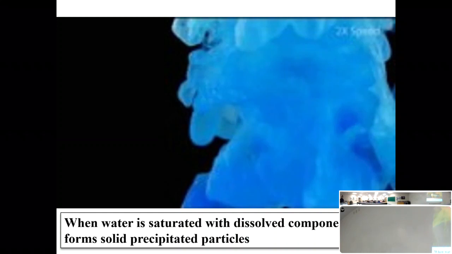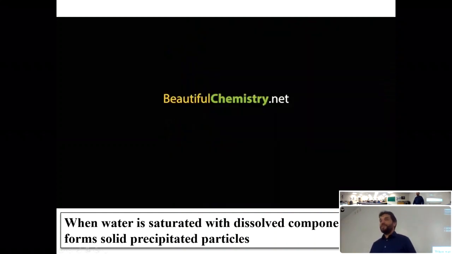Ooh, that one's neat. Silver chromate. Chromate is highly poisonous too, and carcinogenic. But it makes very beautiful colors. That's kind of gross. I don't really like that one. I don't know what they're going for in that. Anyway, you know what precipitation is now, right? Okay. That's good.